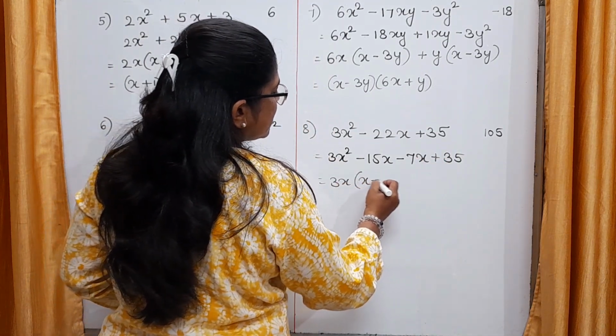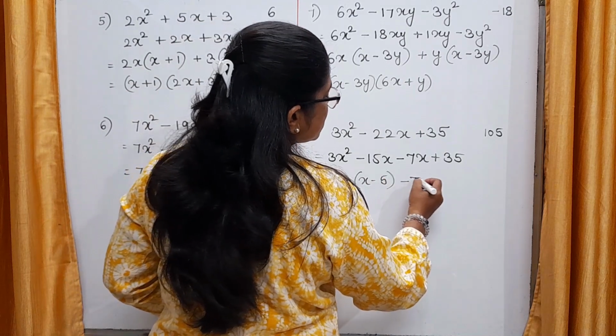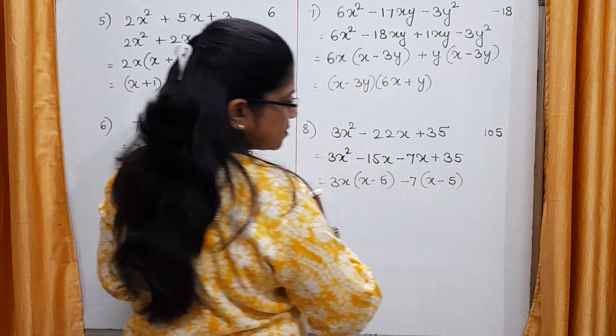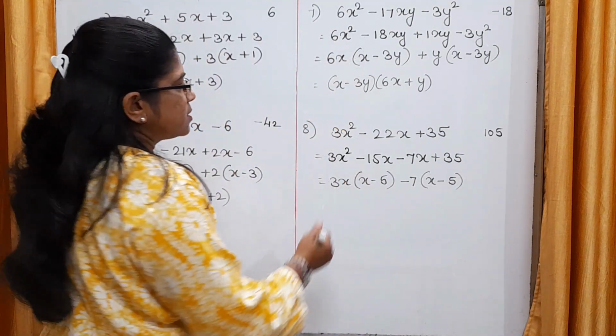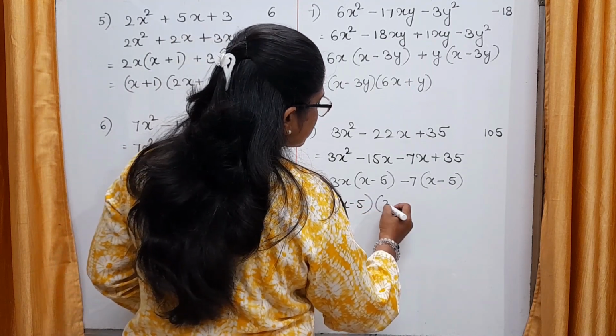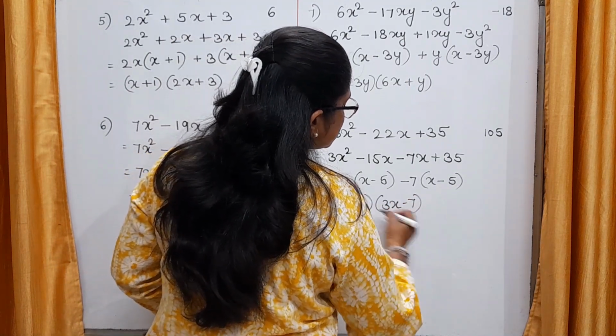3x, x - 5, and from here -7. When the minus sign is out, even here it becomes minus, meaning the sign changes. So here the common bracket is x - 5, and 3x - 7.